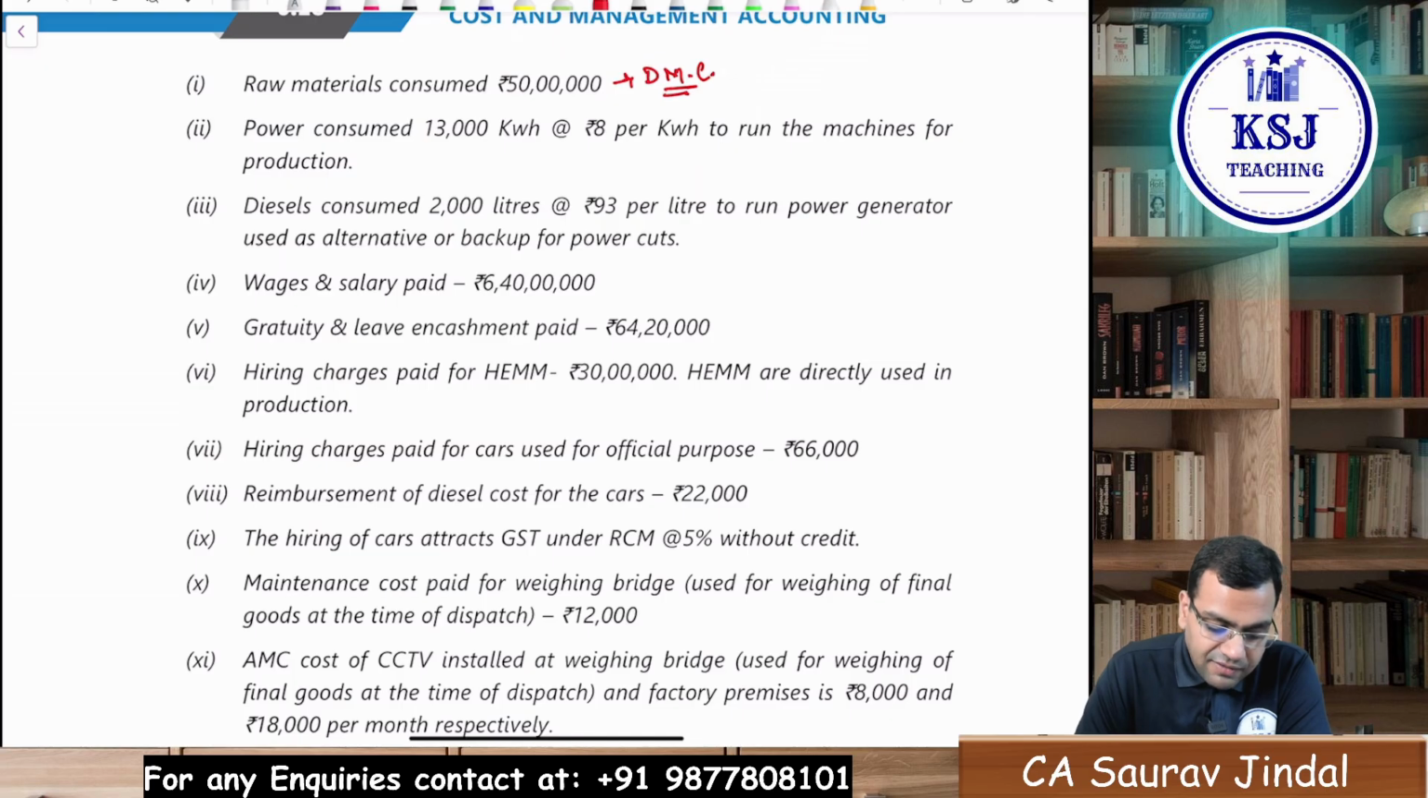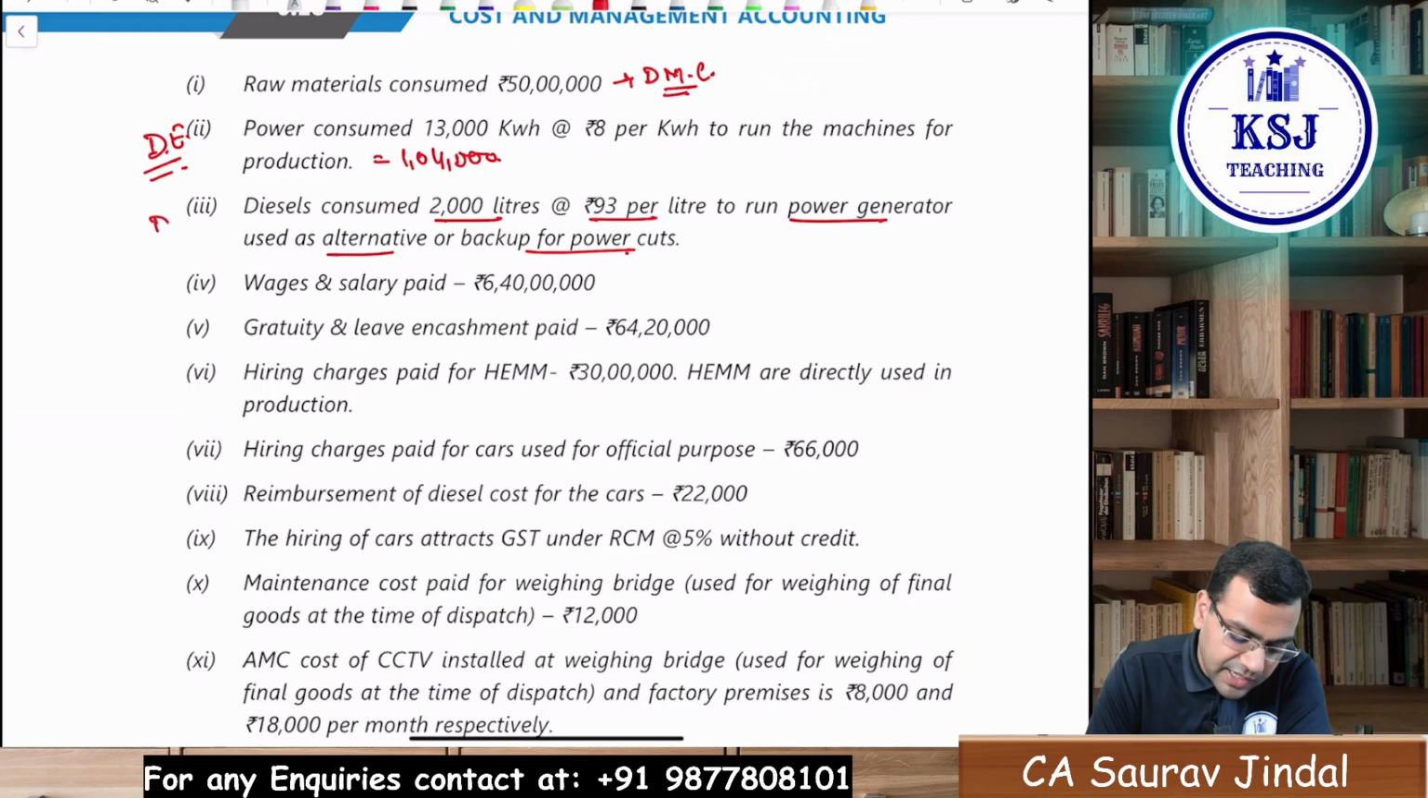Power consumed 13,000 kilowatt hours at the rate of 8 rupees per kilowatt hour to run the machine for production. Now this is your direct expense. 13,000 multiplied by 8 comes to 1,04,000. This is your direct expense, because power and diesel, these are power and fuel, these are your direct cost. Diesel consumed 2000 liters at 93 per liter to run the power generator, used as an alternative or backup for the power cost, again your direct expense.